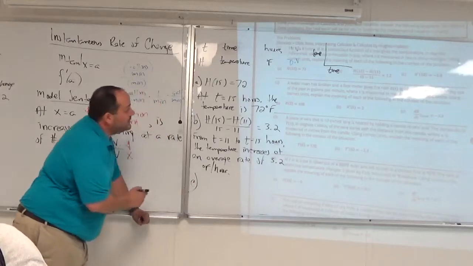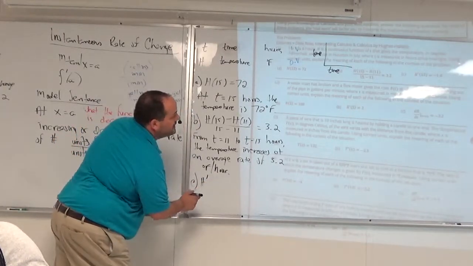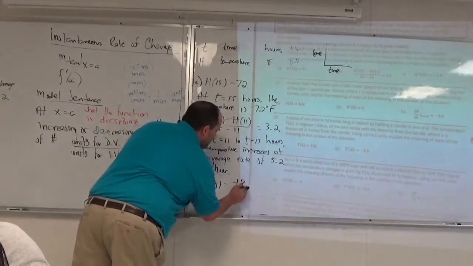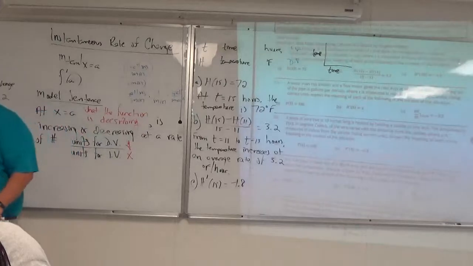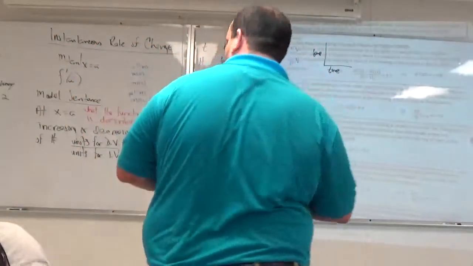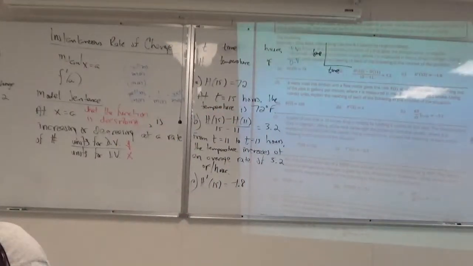All right, last one, C. H prime, what is that, 15? H prime of 15 is negative 1.8. Make me a proud papa. Get that perfect sentence. Get that perfect sentence. Get it wrong, I'm going to sucker punch you. But I'll do it off camera so they'll never know.